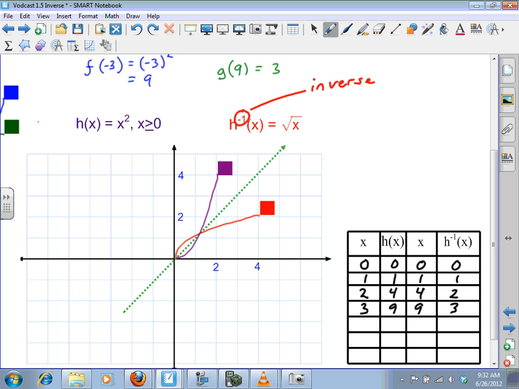So look at these tables of values. Inverse is just flipping the x and y values around. And you can see that in the graph. You can see that in the table. And that's what we want inverse to mean. So this is all very nice.